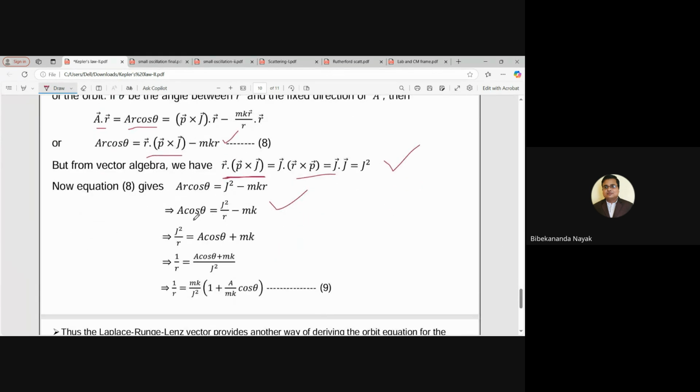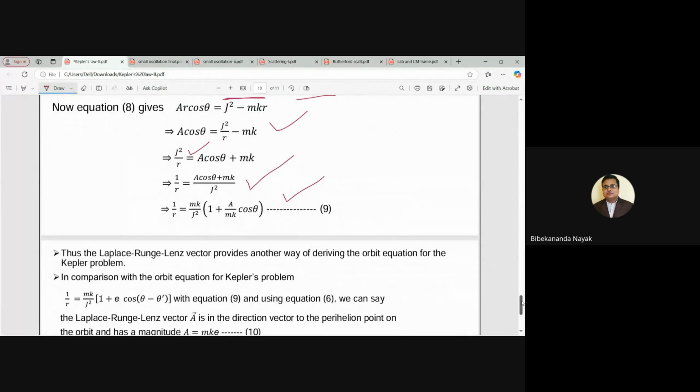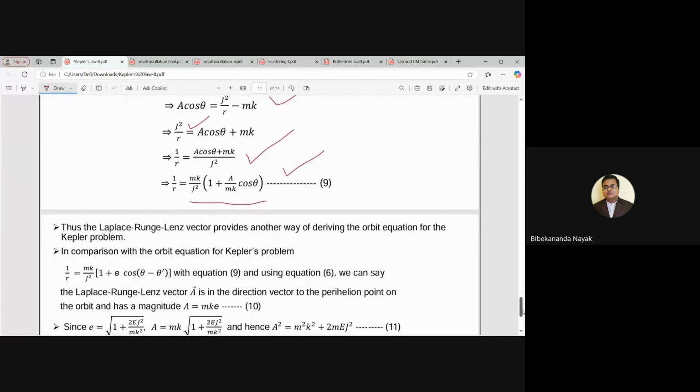Simplifying this, J square by r is equal to A cos theta plus m k. Or 1 by r is equal to A cos theta plus m k, all over J square. Taking m k by J square common, we find 1 by r is equal to m k by J square times (1 plus A cos theta by m k). This type of formula we found in Kepler's first law for the equation of the orbit. So the Laplace-Runge-Lenz vector is another way of deriving the orbit equation of the Kepler problem, or the derivation of Kepler's first law.